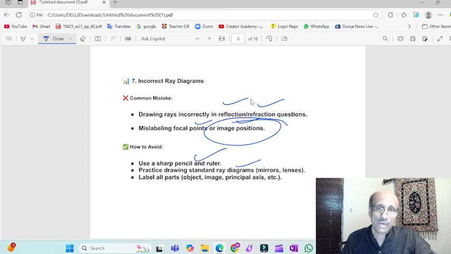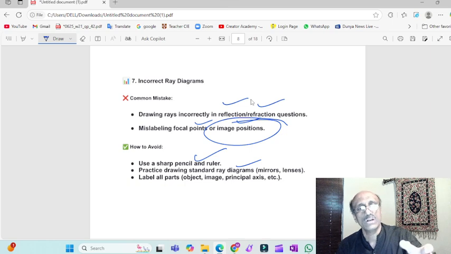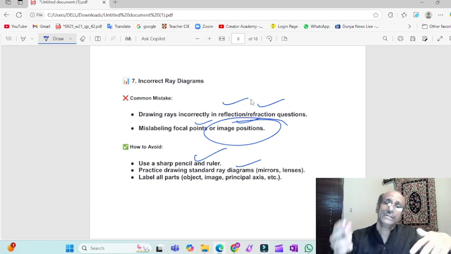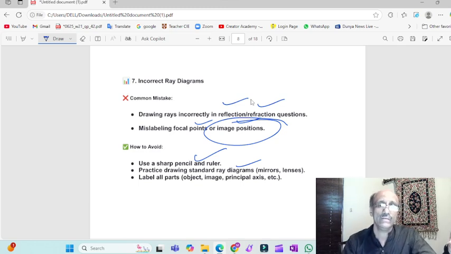Then practice. Practice makes a student perfect. You have to do a lot of practice in order to get the correct answer related with this, because many times the students will not get the correct answer, the correct diagram, the correct magnification, because they haven't done a lot of practice related with the simple ray diagrams.